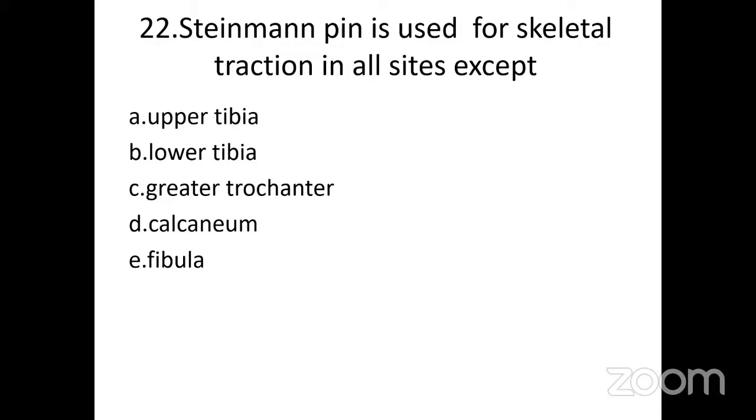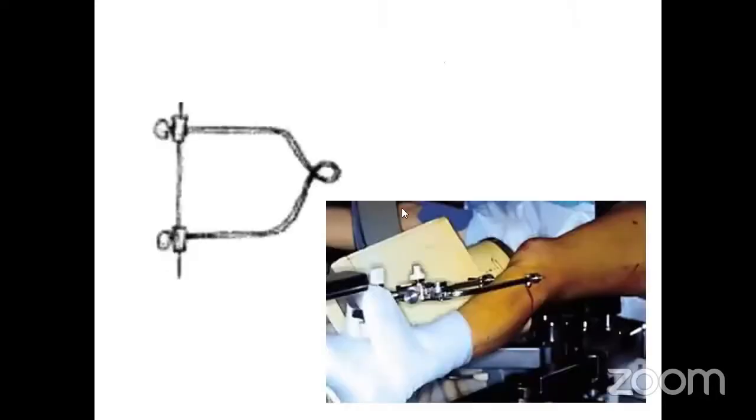And that is usually used in upper tibia, lower tibia. You can use it in calcaneum, you can use it in greater trochanter, but not in fibula. So fibula is not the site. So here you can see this pin. The name of this pin is called Steinman. It was described by Fritz Steinman. And that is used in skeletal traction.